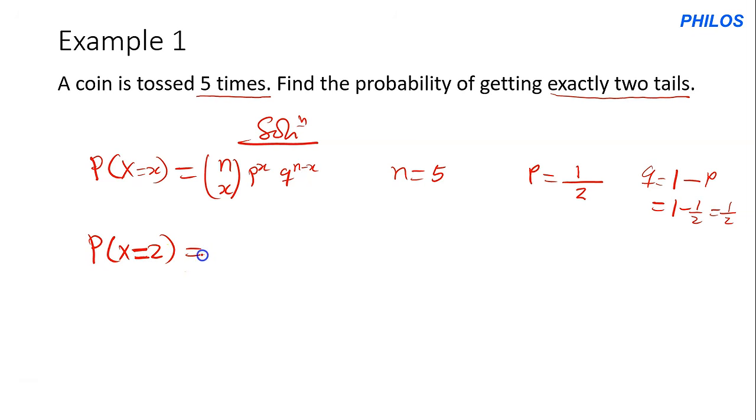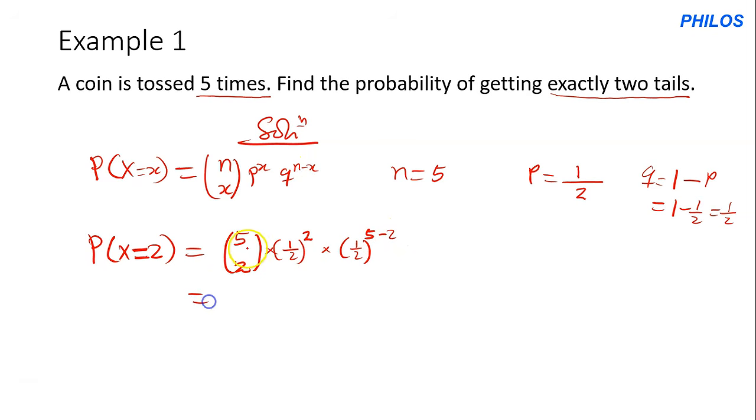What is our n according to the question? It is 5. So 5 combination, x is 2, so combination 2. Then our p is 1 over 2, which is the same as 0.5. 1 over 2 exponent 2 times our q, which is also 1 over 2. Now, n is 5 according to the question, isn't it? And then our x is 2.